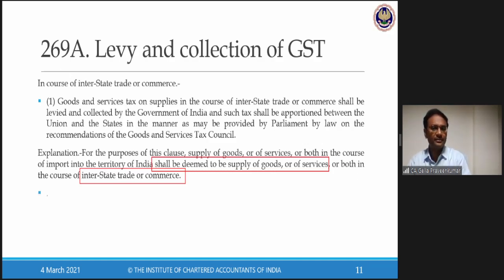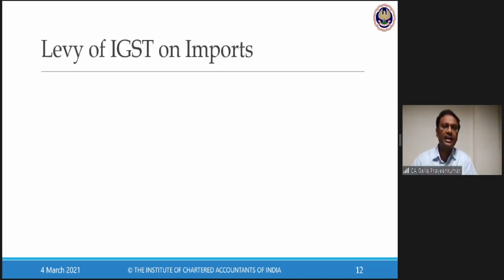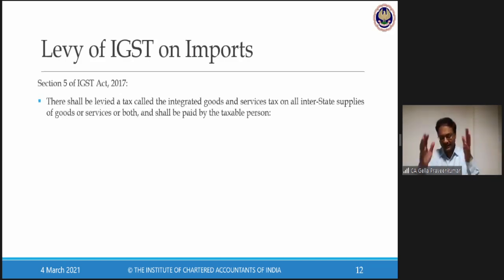Next. Parliament may, by law, formulate the principles for determining the place of supply when a supply of goods or services or both takes place in the course of interstate trade or commerce. They say we are going to define by way of your rules and regulations how it is going to be intrastate or interstate.